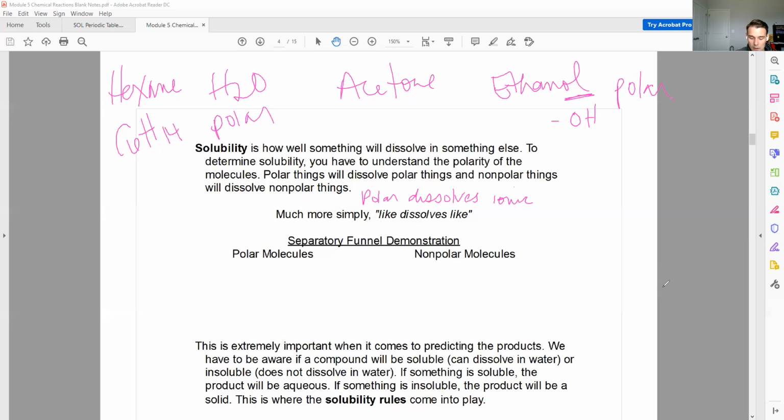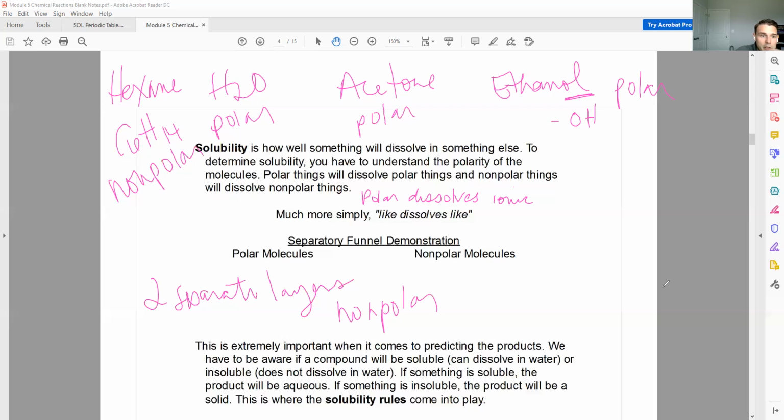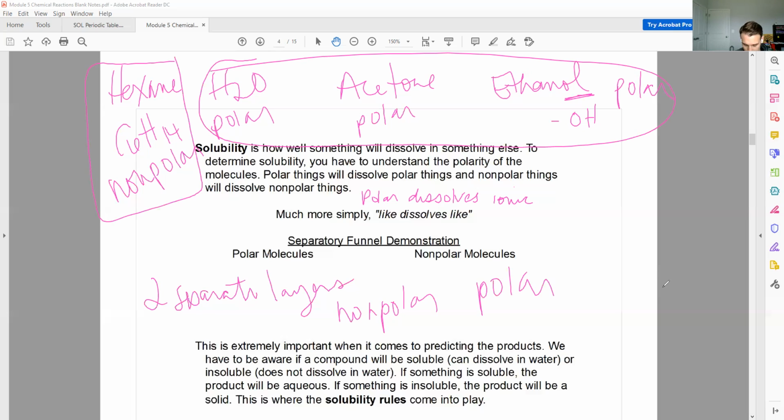And then acetone is also polar. So what things will mix together? Okay. Well, we know hexane, I'm sorry, is nonpolar. So if I tried to mix all these things together, I would get 2 separate layers. I would get a nonpolar layer, which would include the hexane, and then I would have a polar layer where these 3 things would mix together because they're all polar.